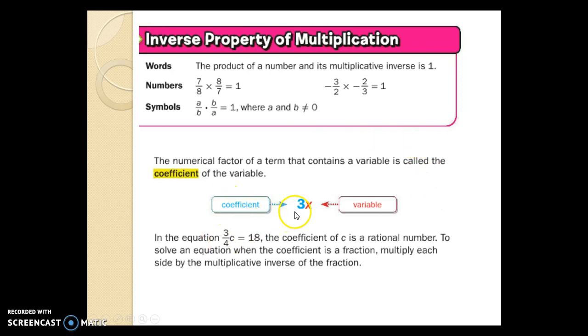So remember that when we're talking about a term like 3x, the blue 3, the number, is called the coefficient, and the red x, any letter, is called the variable. Now we're going to skip over this today, and as you get more comfortable, we're going to show you the shortcut. But at this point, we're going to try something a little different, and show you actually how the math works and why multiplying by the inverse works to solve an equation like 3/4c = 18. But for now, we're going to show you the old-fashioned way. All right, so let's get started.